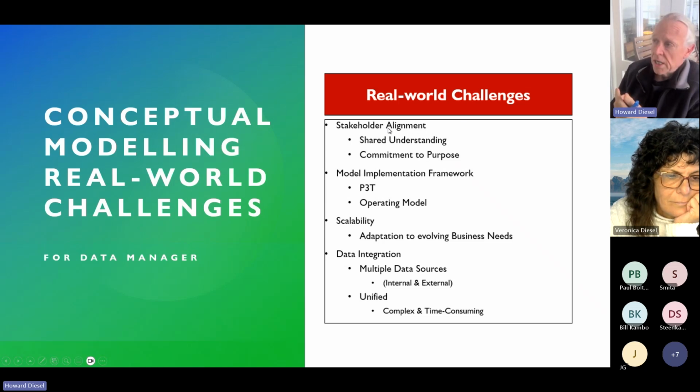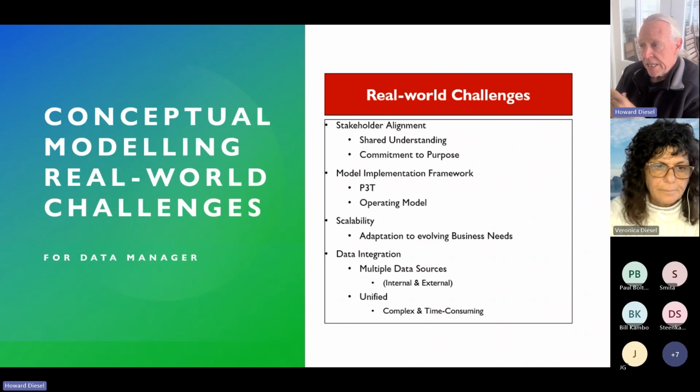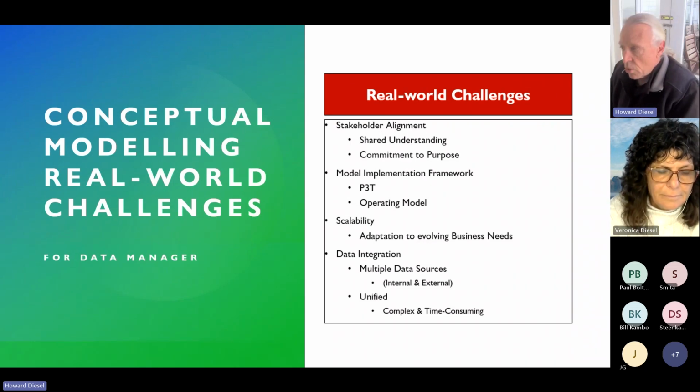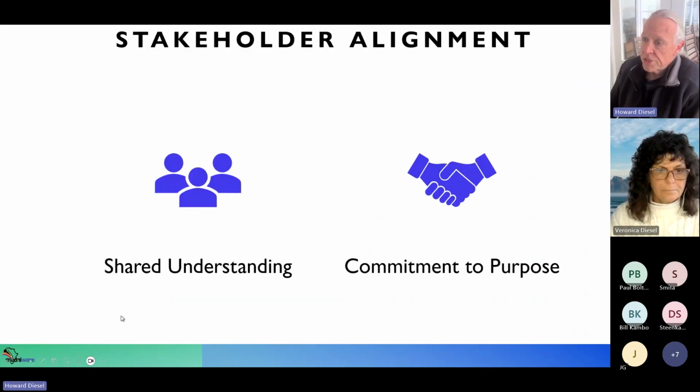First of all, stakeholder alignment. Then it's about getting the right implementation framework. Then it's about ensuring scalability, and then it's about data integration. These are what I believe are the core challenges facing the data manager. Okay, so let's talk through some of them. Shared understanding and commitment to purpose.